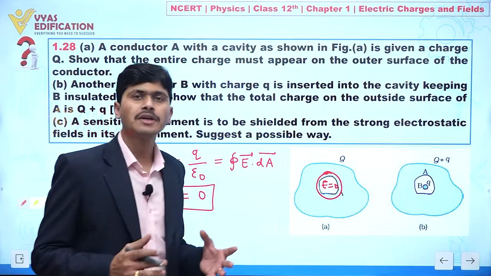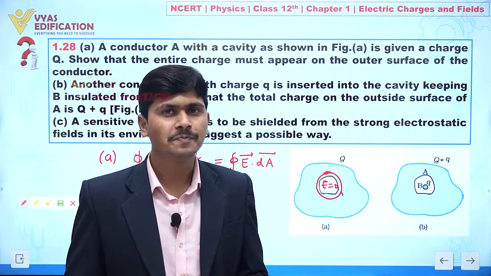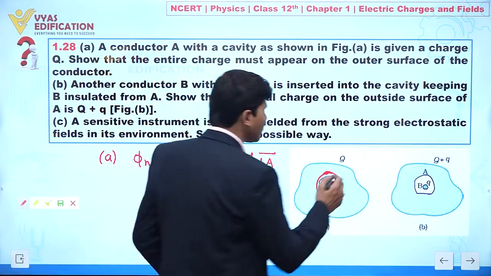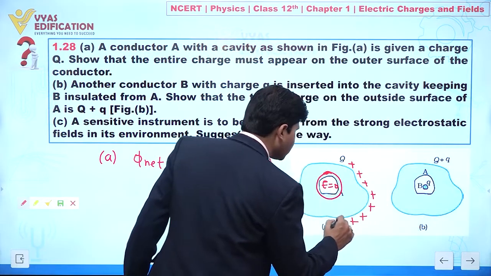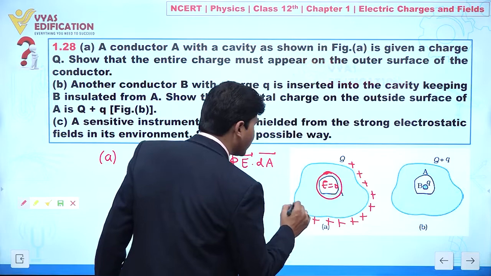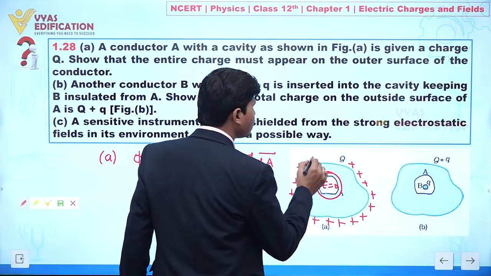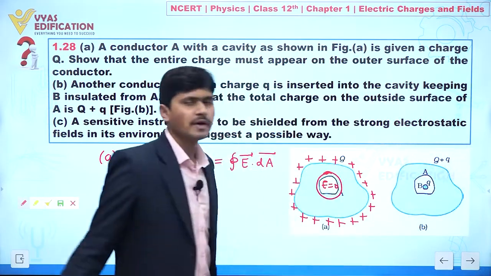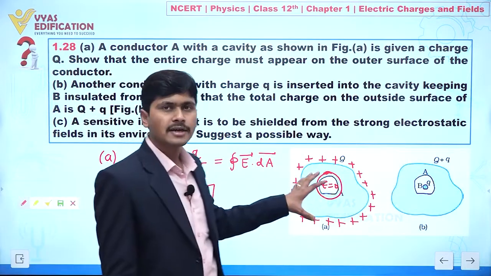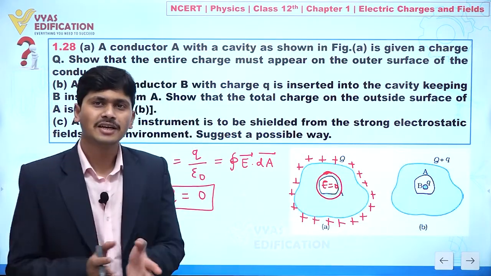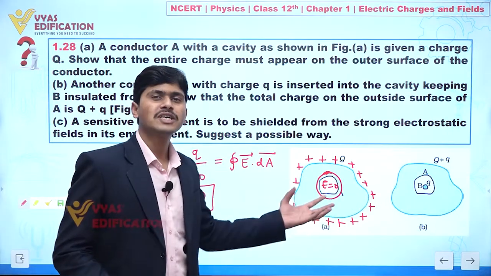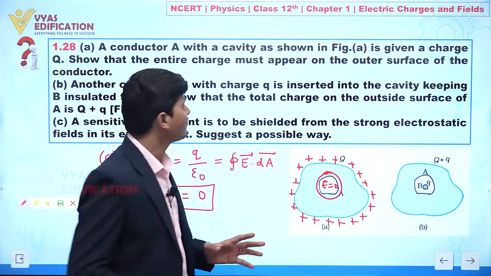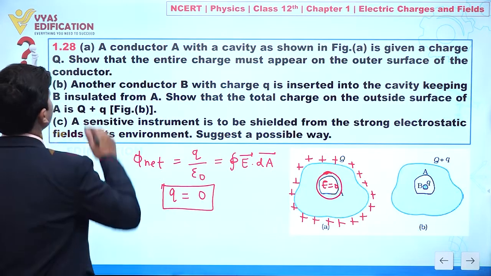So what will happen when we are providing charge Q? This charge will be distributed all over its surface. Clear? So like this we can prove that if we provide charge Q, and let's suppose it is positive charge, on a conductor, this total charge will be distributed on its surface and there is no charge present inside. Clear to everyone? So I think part A is clear to you.